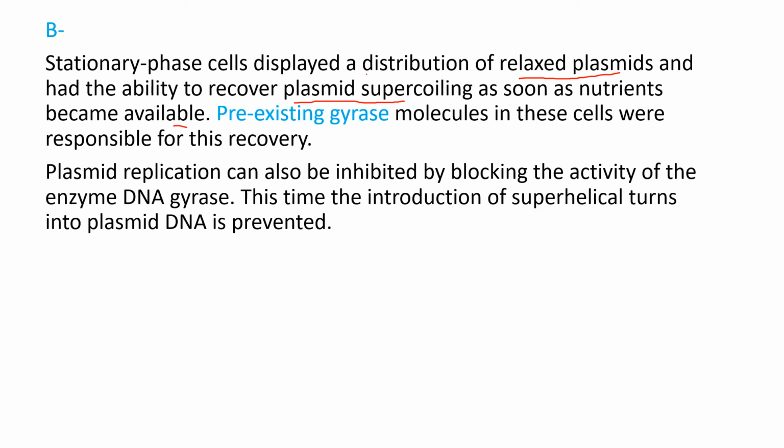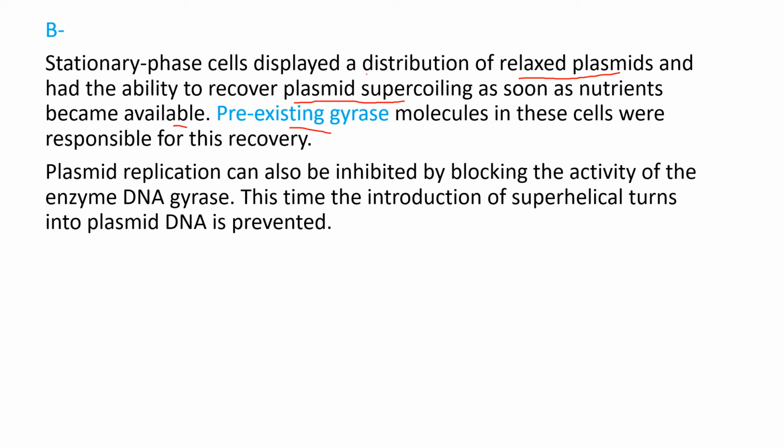In stationary phase, nutrients get exhausted, so plasmid gets its relaxed form. When the nutrients are available again, plasmid gets its supercoiled state. It happens because the pre-existing gyrase molecules in the cells introduce supercoiling in the DNA.